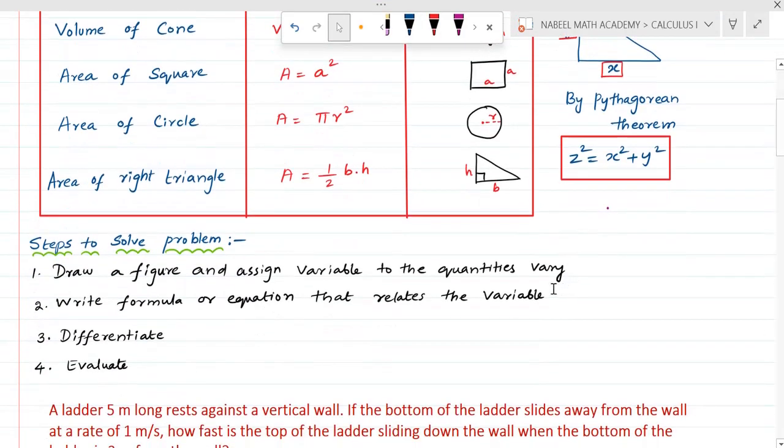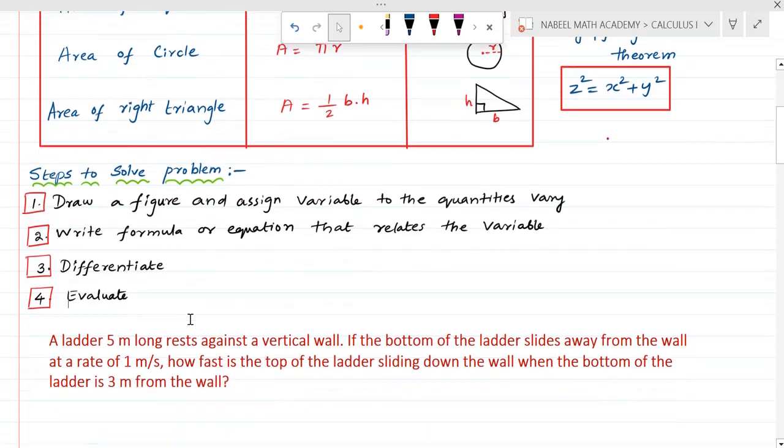Now, how will you solve the application problem, the word problem, in related rates? There are four steps you will have to do. The first one is to draw the figure from the question and assign variables to the quantities. Next, write the formula or the equation that relates the variables. The next step is to differentiate, and the last one is to evaluate. So just substitute the values and get the numeric value at the end.